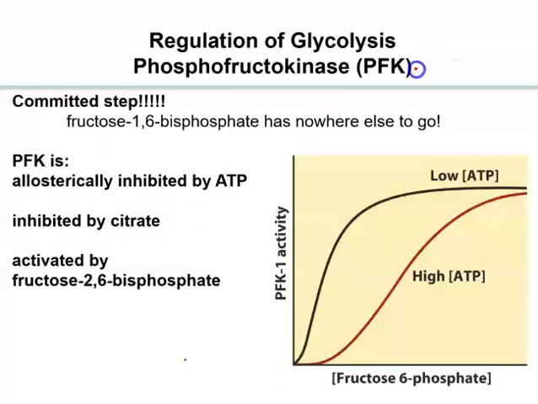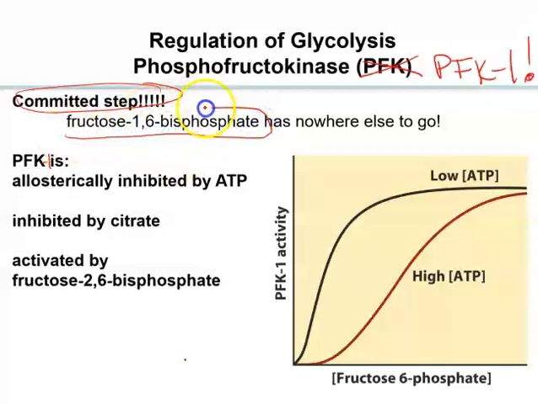Regulation now of phosphofructokinase 1, PFK1. Well, we have a PFK2, so you always got to say PFK1. So shame on me for not having it there. PFK1 catalyzes the committed step of glycolysis, and commits the carbons of glucose to glycolysis. And that's because fructose 1,6-bisphosphate really has no other metabolic pathways to flow into in the cell. So we commit those carbons then to glycolysis.